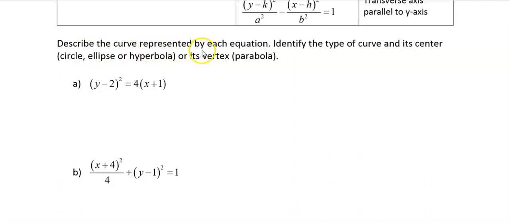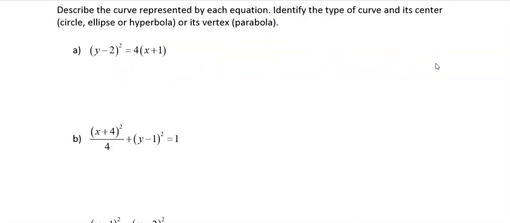Describe the curve represented by each equation. In other words, what kind of a curve is it? Identify the type of curve and its center if it's a circle, ellipse, or hyperbola, because remember, those three conic sections really do have a center, or its vertex if it's a parabola. Remember that hyperbolas and ellipses also have vertices, but they're only asking for the center if that's the case. So let's look at these individually.